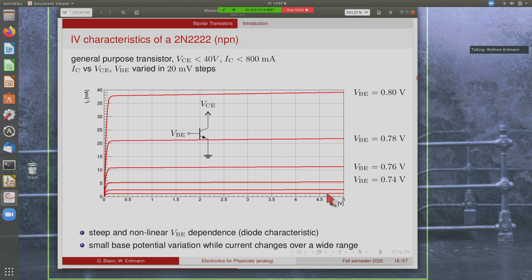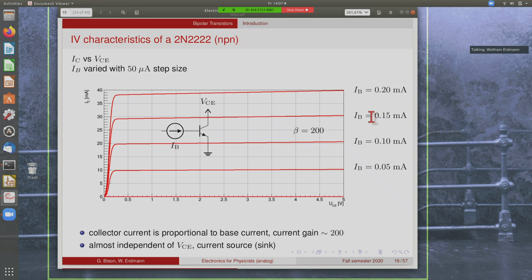So what you also see is that the distance of these curves is not equidistant here because we go in constant steps of the base emitter voltage, and since the collector current is a steep function of the base emitter voltage, these distances are not linear. So with very small base potentials, we can make the collector current change over a very wide range, and in the end you will always end up in your circuit in a small region around 0.7 volts.